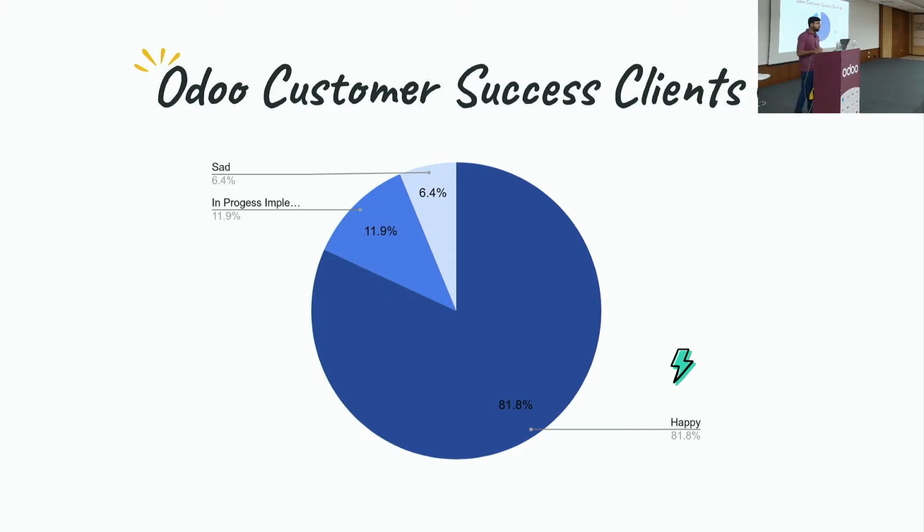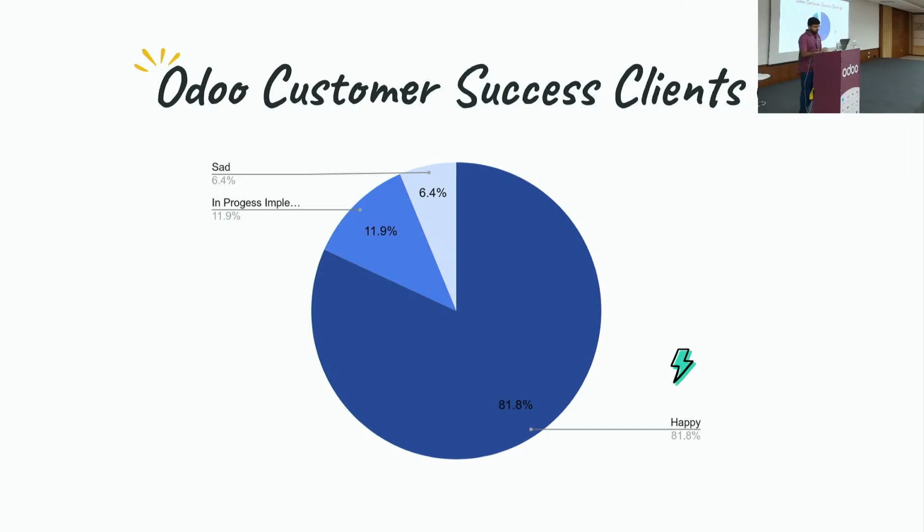And of course, we have our sad customers also, but they are using the Odoo. It's not like that they are not using the Odoo. Yes, they have some queries and concerns, but at last they are using the Odoo. We anyhow retain that customer, right? So this is very interesting statistics for us.